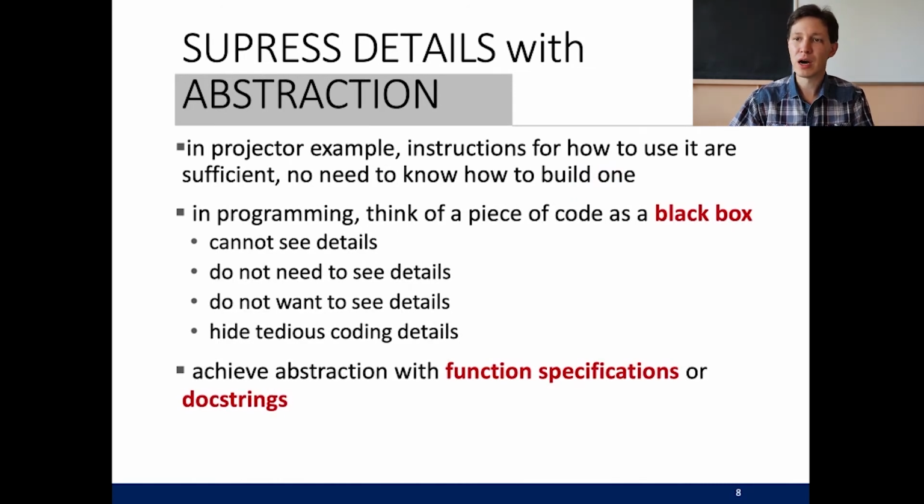Now, let's see how an abstraction concept can be applied to programming. In our projector example, instructions for how to use it were sufficient. We don't need to know how to build one to use it. In programming, you can think of a piece of code as a black box. One possible approach to implement it in Python is using functions and docstrings.